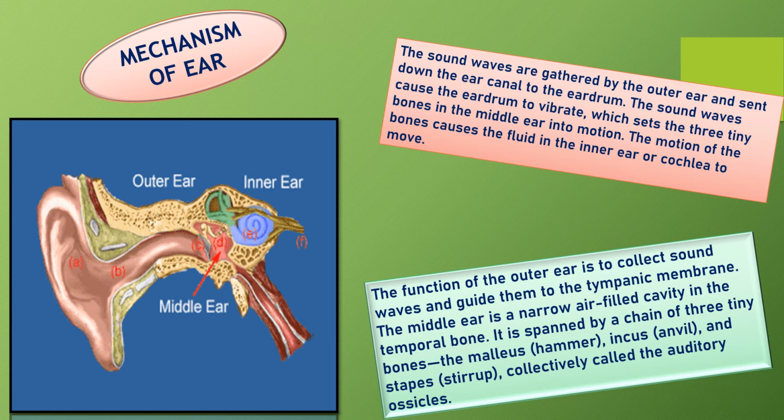And what is the function of the ear? The function of the outer ear is to collect sound waves and guide them to the tympanic membrane. The middle ear is a narrow air-filled cavity in the temporal bone. It is spanned by a chain of three tiny bones, the malleus or hammer, incus or anvil, and stapes or stirrup, collectively called the auditory ossicles.